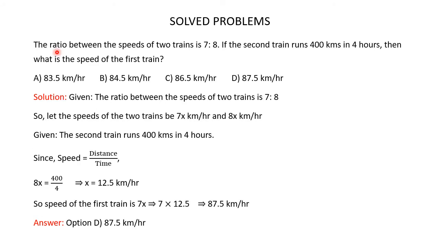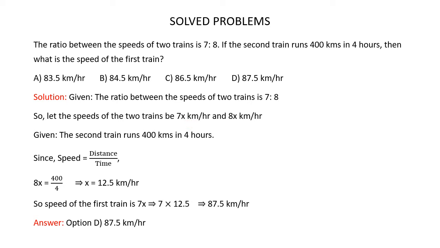The ratio between the speeds of two trains is 7:8. If the second train runs 400 kilometers in 4 hours, then what is the speed of the first train? Here you are given 4 options and you have to find out which of these options is the correct one. Now here you are asked to find the speed of the first train. Now it's given that the ratio between the speeds of the two trains is 7:8. So the speeds of the two trains are 7x kilometers per hour and 8x kilometers per hour.